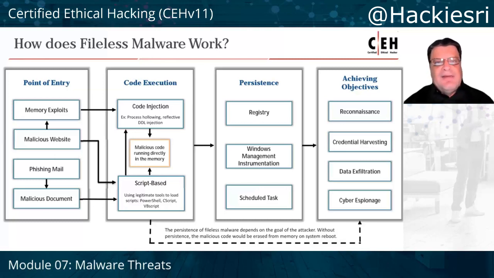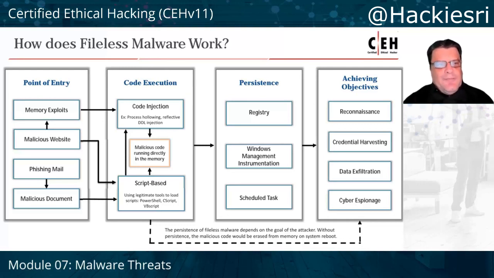How does fileless malware work? Initially, there has to be a point of entry. These include memory exploits, malicious websites, phishing emails, and malicious documents. Memory exploits typically are such that code execution parameters are violated. So code execution, for example, process hollowing and reflective DLL injection takes place.